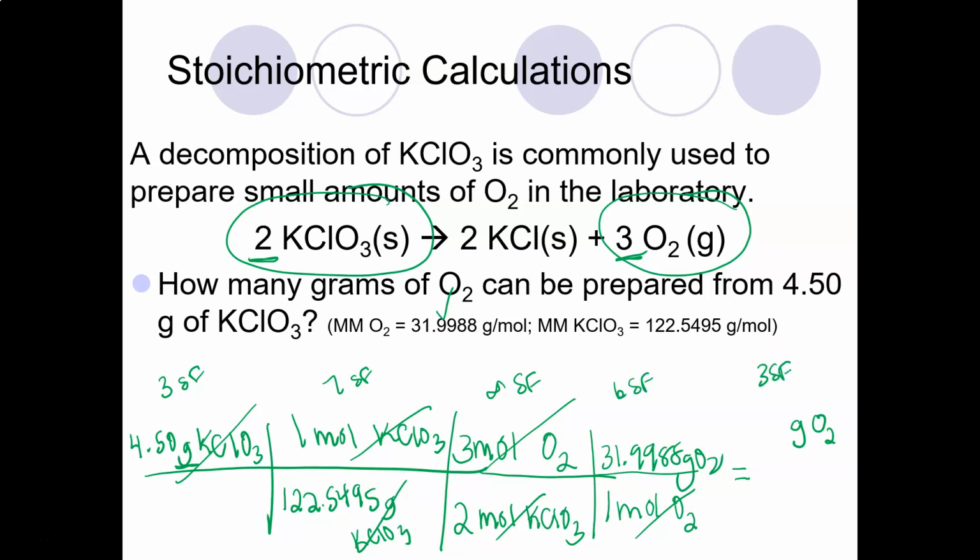So on my calculator, 4.50 divided by 122.5495 times 3 divided by 2 times 31.9988. Hit the equal sign, round it to 3 sig figs, I get 1.76. So I would need to make sure that the 1.76 has the unit, grams of oxygen, with it. Because remember, all of our answers need to have a number and a unit.